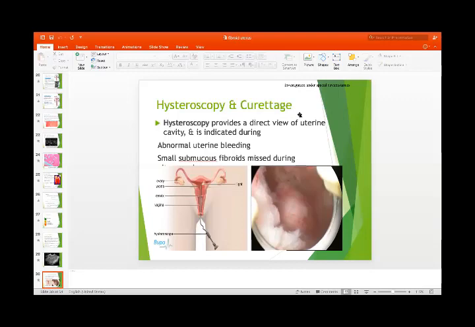Hysteroscopy and curettage. Hysteroscopy provides a direct view of the uterine cavity and is indicated in abnormal uterine bleeding. Small submucous fibroids are missed during ultrasound, so we can do hysterosalpingography. This is how we do hysterosalpingography.